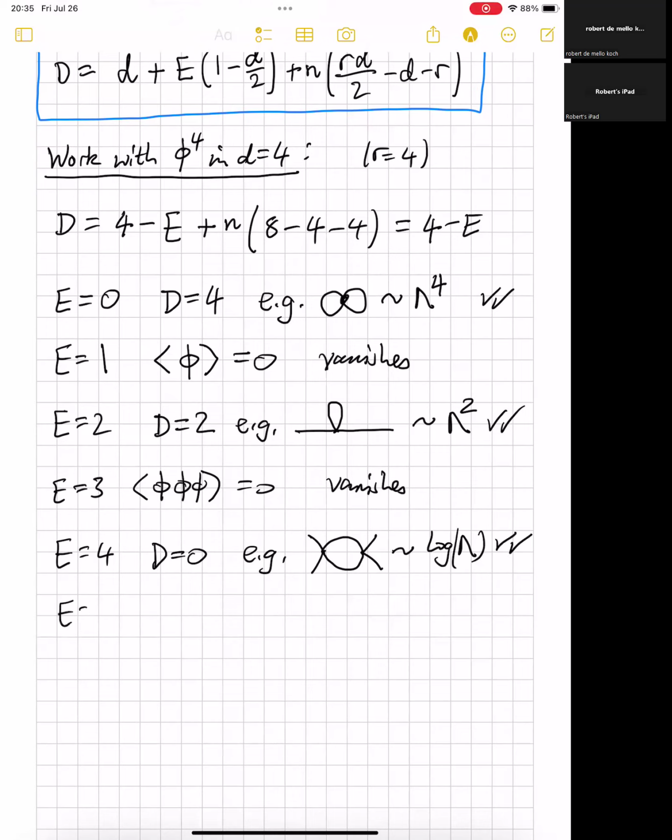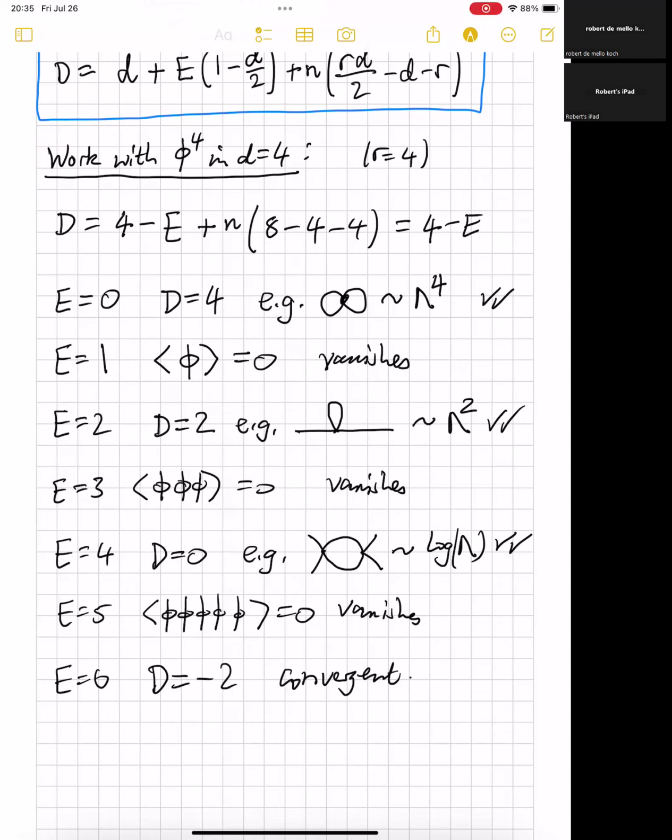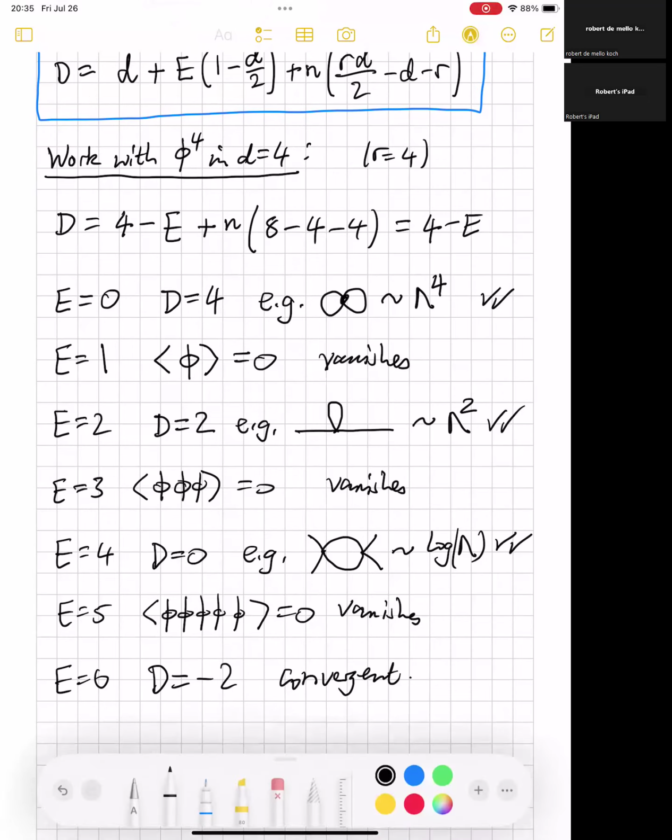When E is equal to 5, then we've got 5 fields, and this again vanishes. So we don't need to worry about it. And then when E is equal to 6, well, D is equal to minus 2. So that means it's convergent. The integral's convergent. So now let's just make some comments.